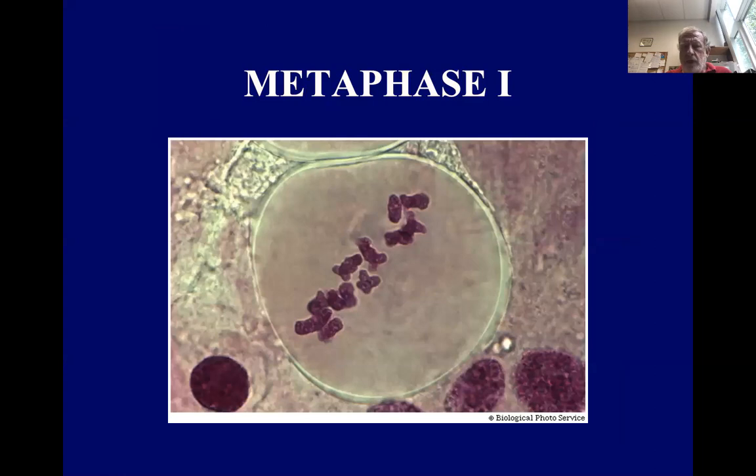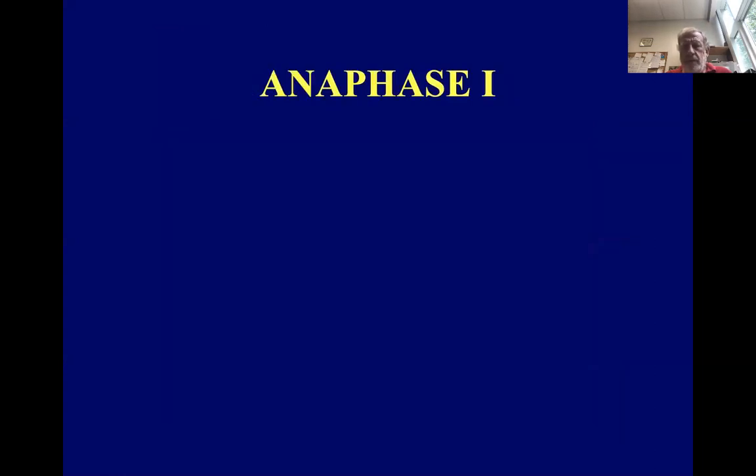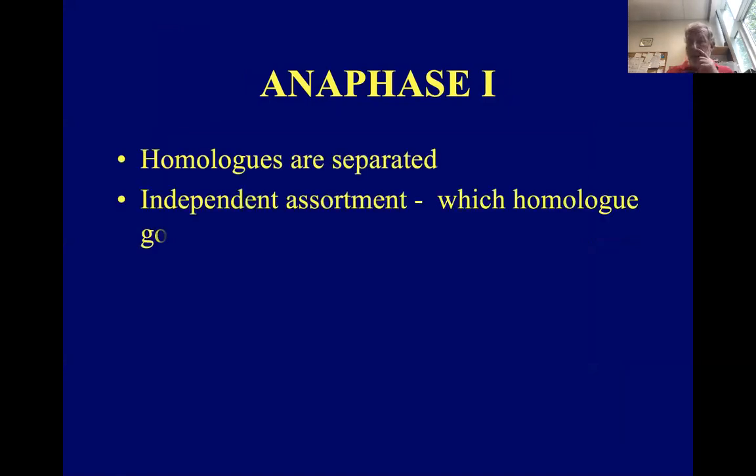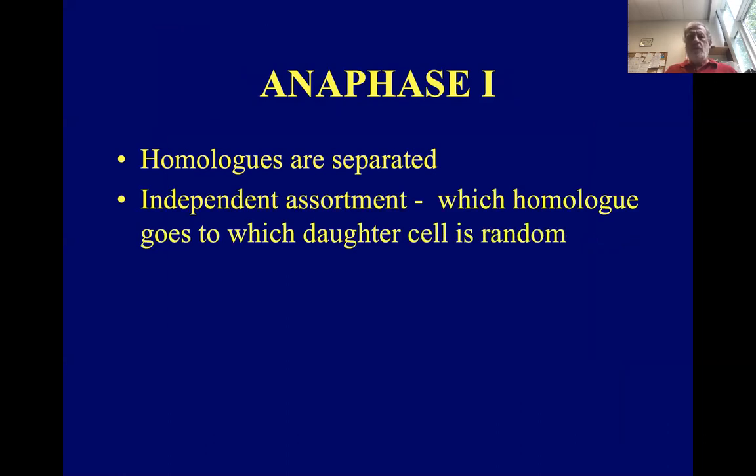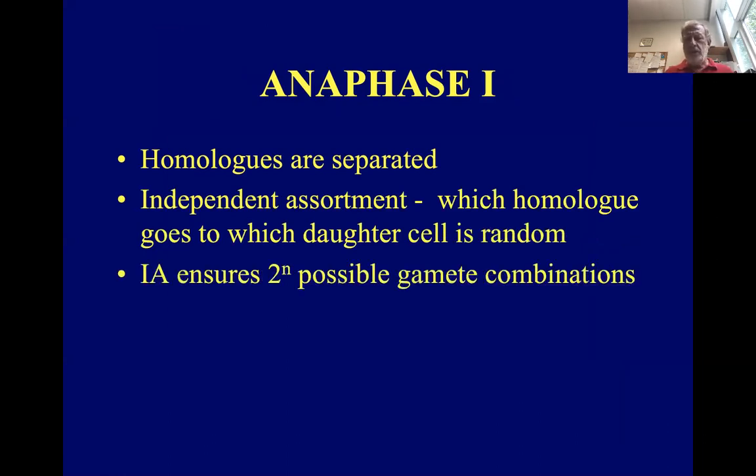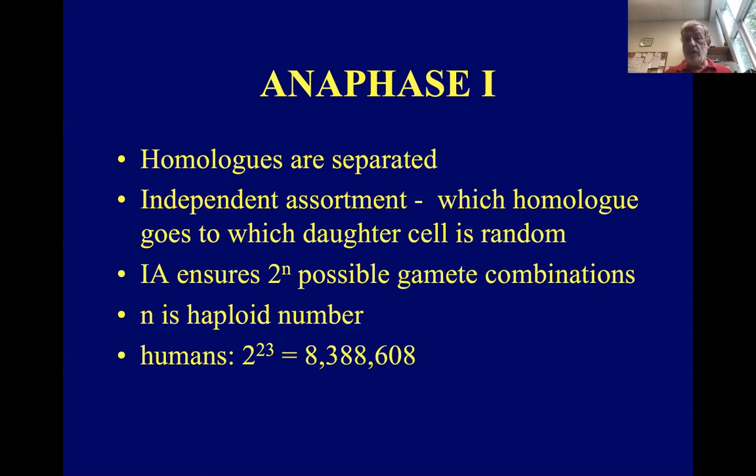So here are the chromosomes lined up in the middle of the metaphase cell. Anaphase 1, the homologs are separated. Independent assortment occurs, which refers to which homolog going to which daughter cell being random. Independent assortment ensures 2 to the n possible gamete combinations, where n is the haploid number. So for our species, that's 2 to the 23rd, or over 8 million unique genetic combinations of gametes.